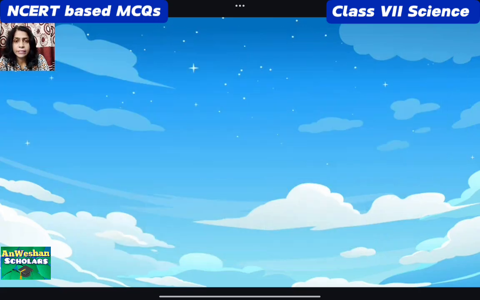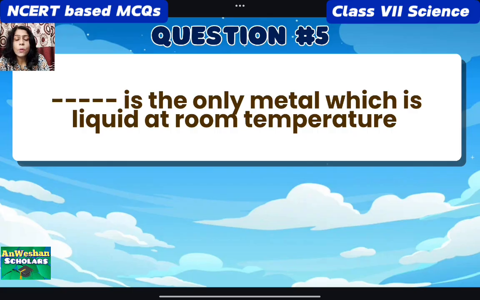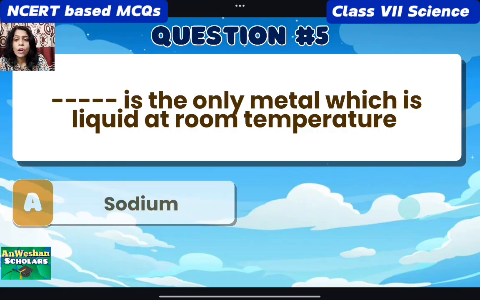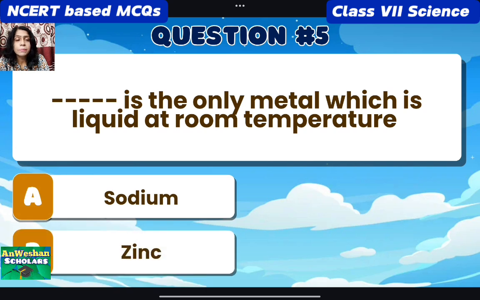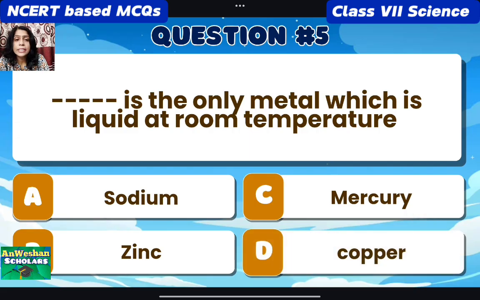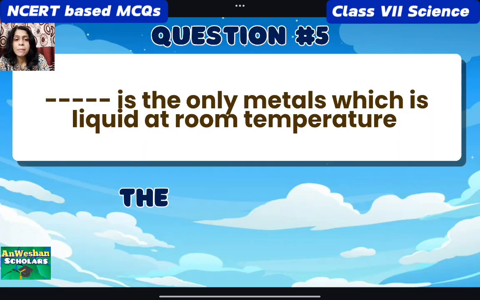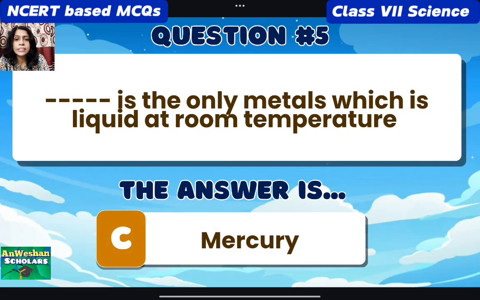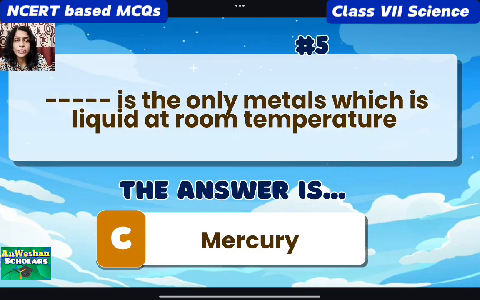Question number 5. Dash is the only metal which is liquid at room temperature. Option A, sodium. Option B, zinc. Option C, mercury. Option D, copper. You have studied about it in class 6, right? Yes, it is option C, mercury. Mercury is the only metal which is liquid at room temperature.